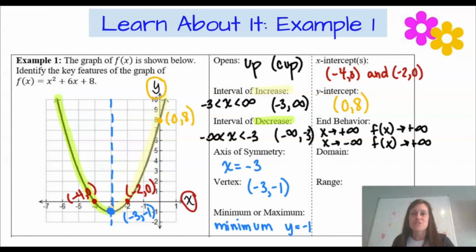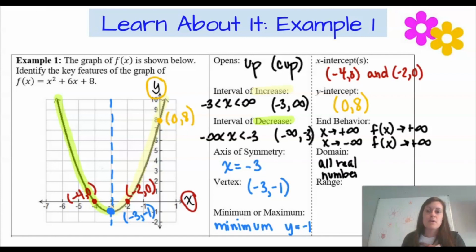The last two key features that I'm asked to identify are domain and range, which should be review key features for you. Remember, the domain represents all of the possible input values or all of the possible x values. In this graph, the domain is all real numbers. And what that means is that I can input any number into my function, and I will get a corresponding output. I can write that using inequality notation, and I use an x here because my domain represents my x values, and I can also use interval notation.